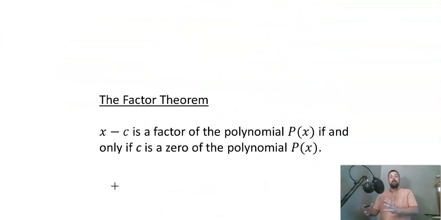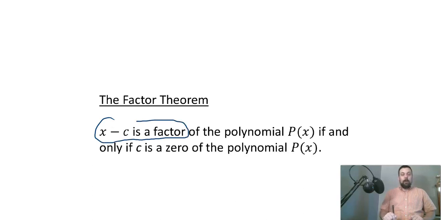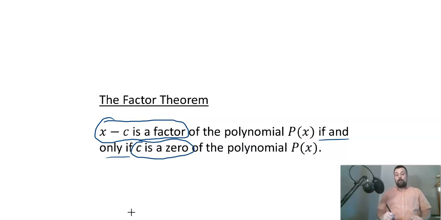All right, so here's the next concept. Factor theorem: x minus c is a factor of the polynomial p of x if and only if c is a 0 of the polynomial p of x. So x minus c is a factor of a polynomial, and we have c as a 0 of that same polynomial. And we're using the connection here of if and only if.